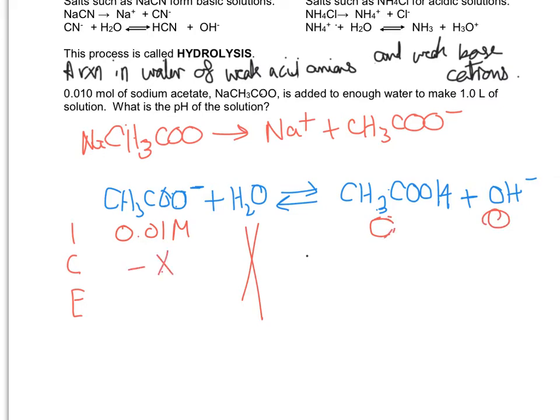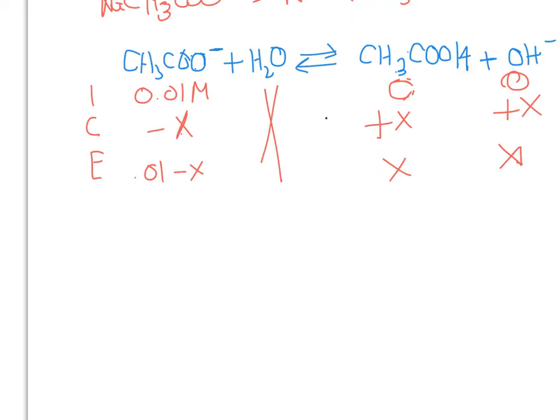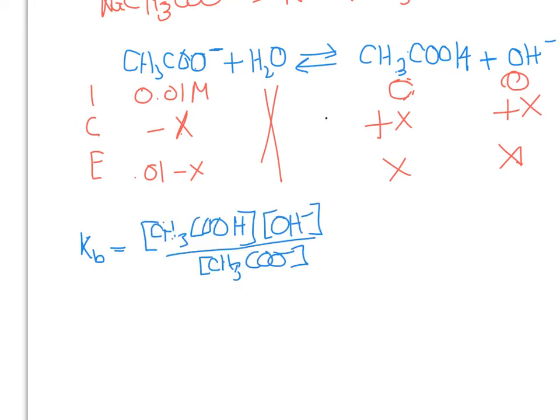Minus x, plus x, plus x. So this is 0.01 minus x, x, and x. And now I'll set up my K expression in this case because I know that this is a base. That tells me that I use Kb. So I'm going to use my Kb expression. So the Kb is going to be the concentration of the CH3COOH times the hydroxide ion concentration over the acetate ion concentration.